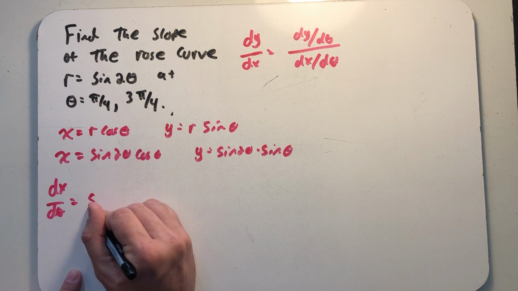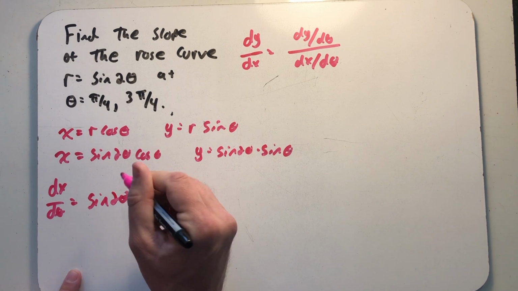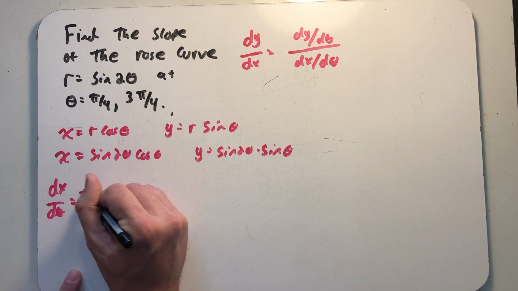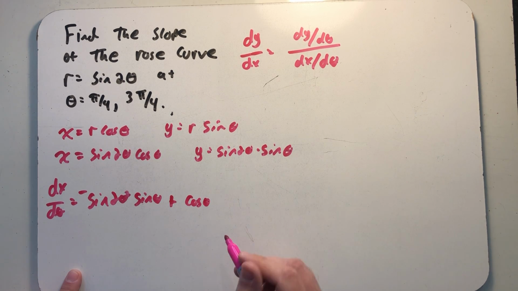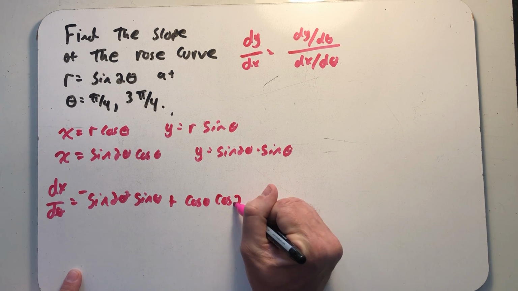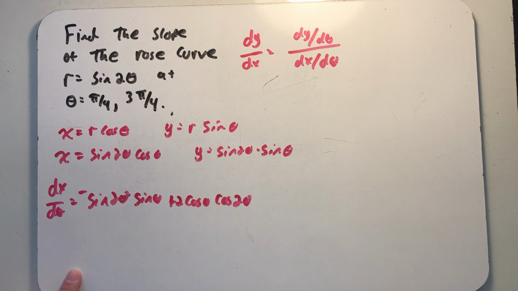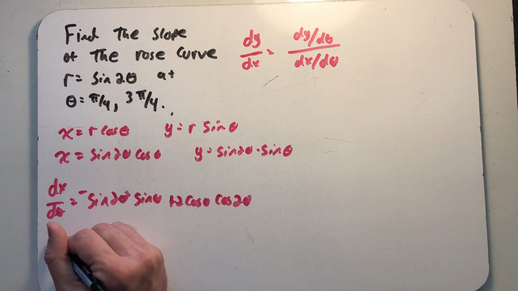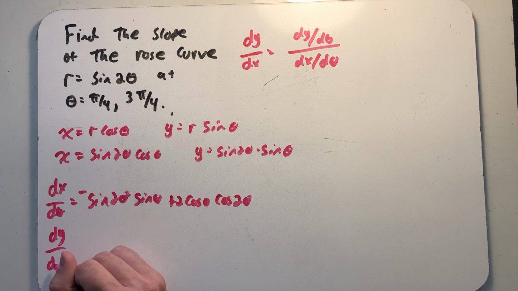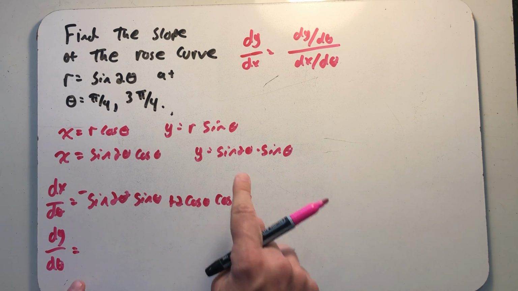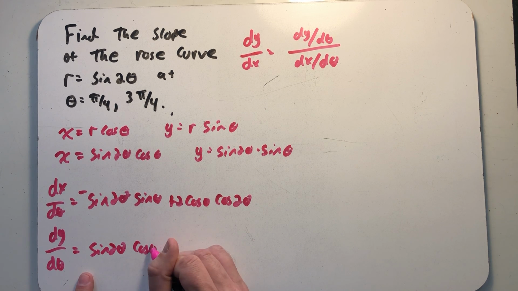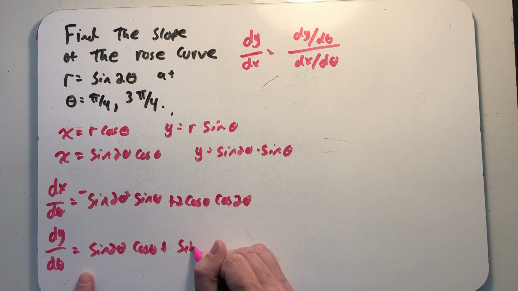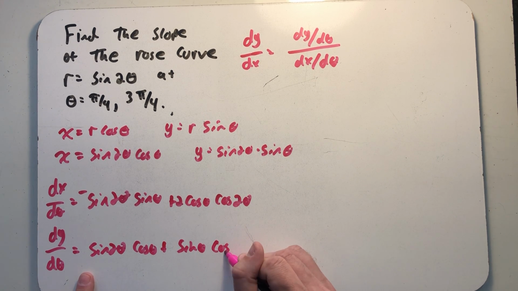So I have the first function times the derivative of the second, plus the second function times the derivative of the first. Remembering the chain rule, of course. dy d theta. Let's see, where am I? Right there. The first function times the derivative of the second, plus the second function times the derivative of the first.